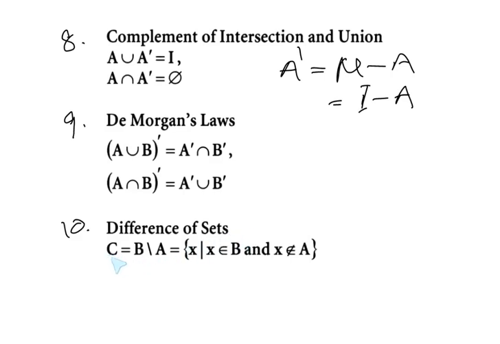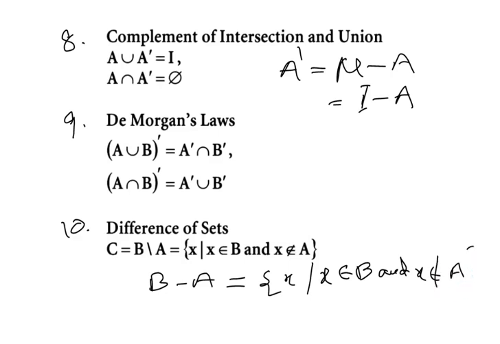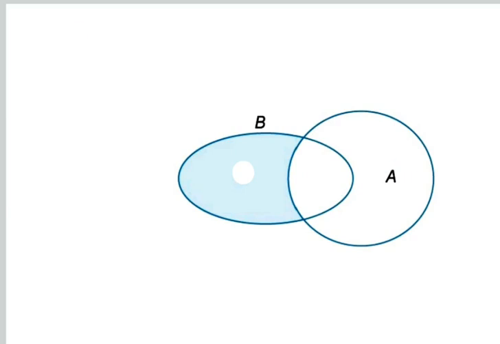Difference of sets. C equals B oblique A, the set of X such that X belongs to B and X does not belong to A, that means B minus A. Difference means B minus A: the element X is in B, but A is removed from this set, so it is not in A. X does not belong to A. So this is the difference of sets, B minus A.